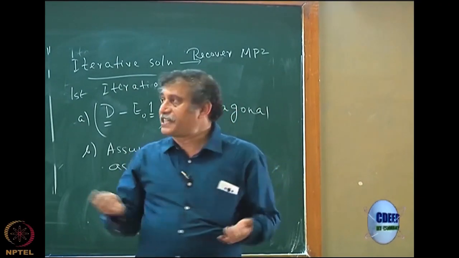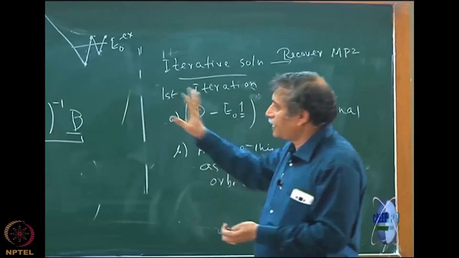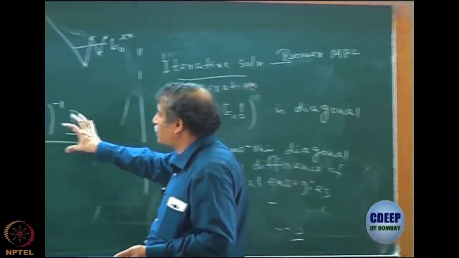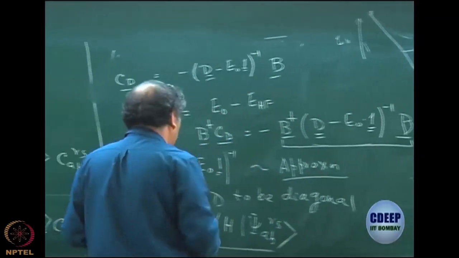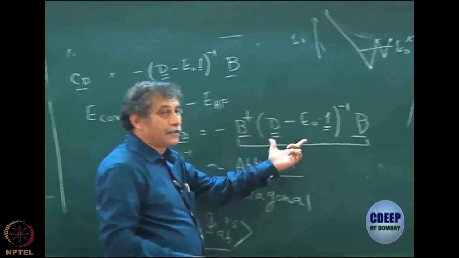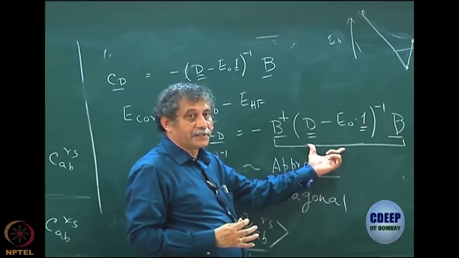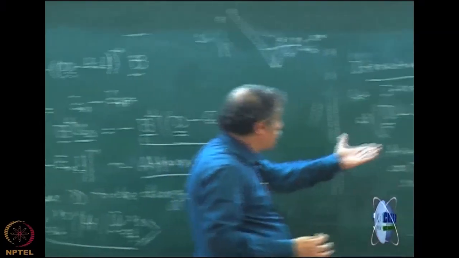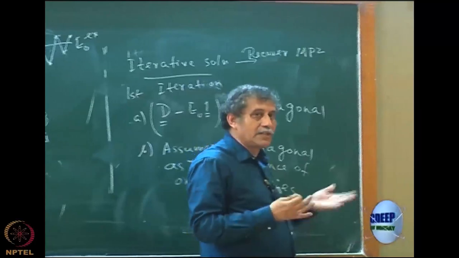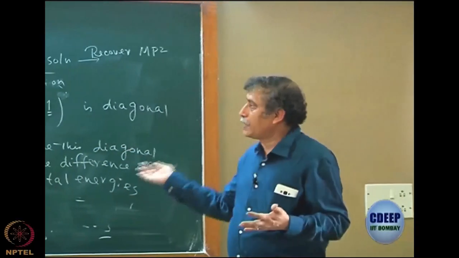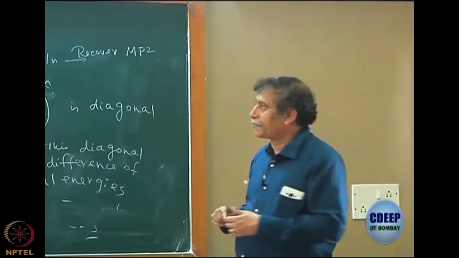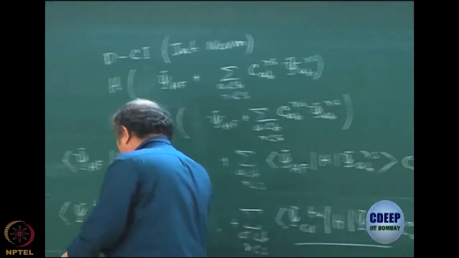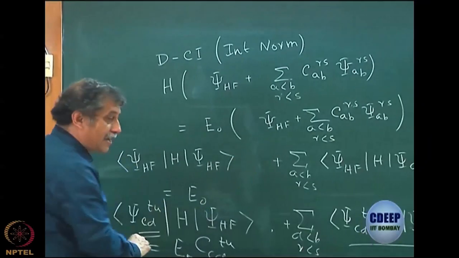All right? So the details can be worked out, but I think philosophically you should understand what we are trying to do, because essentially this is the crux of the equation, and this inversion is actually quite complicated, a matrix inversion. So we have assumed a diagonal approximation, and then we have assumed the diagonal values as the difference of energies, and only then can you recover MP2. Okay? All right. Before I come back to MP2, the further details on the DCI.